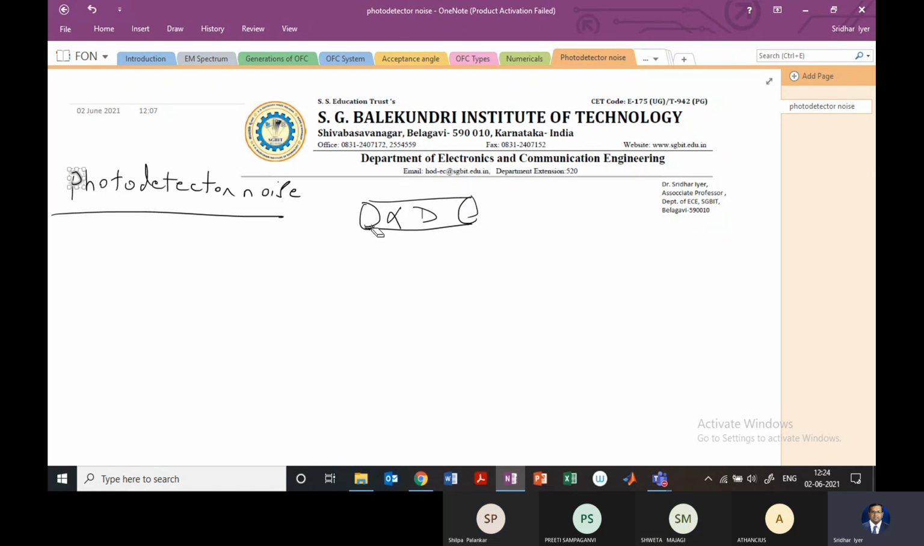Okay. So we'll start with photo detector noise. Till now we have done the sources, that is LED or laser, and we've done the detectors in the last two lectures, that is the PIN diode or the APD. Now what we want to see is whether these photo detectors have a noise of their own.